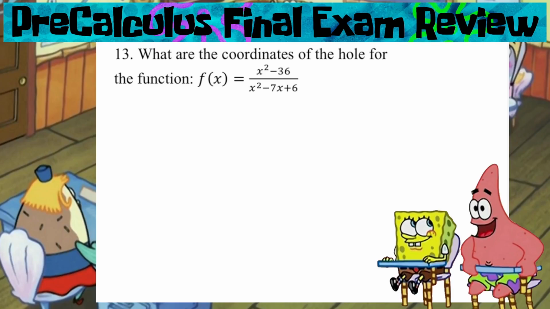Hey everybody, in this video we are looking at example number 13 on the Pre-Calculus Final Exam Review playlist. The question is asking us: what are the coordinates of the hole for the function f of x equals x squared minus 36 all over x squared minus 7x plus 6? I will first just answer the question, and then I will probably get carried away and graph the whole thing for anyone who is curious about the full graph.